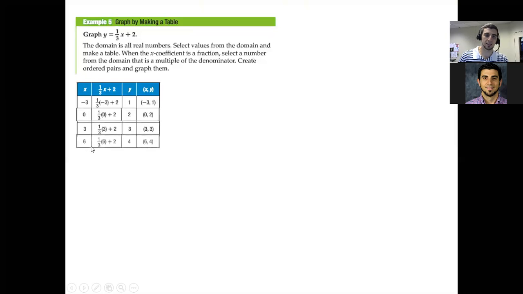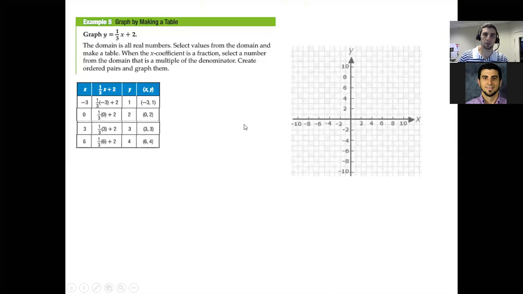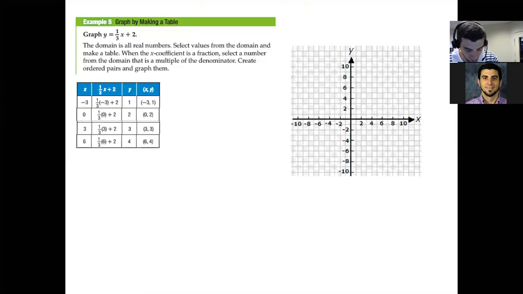And plug in 6. Okay, so here's our graph. We're going to plot the points. -3, 1 would be right about there. 0, 2 would be right about there. 3, 3 would be right there. And 6, 4 would be right there. So we can graph our line.